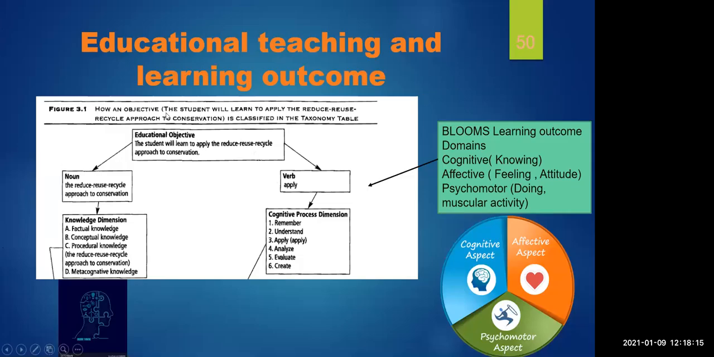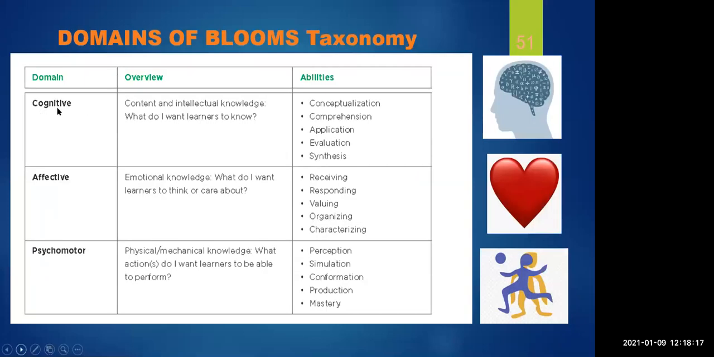These are the three domains Bloom has already described, right? Cognitive, affective, and psychomotor domain. This is the first slide we have shown. This is brain related. This is related to the heart, the affective domain. And the last one is your physical action domain. These two domains, we are not testing the students. That will be tested only once the students go to the industry.